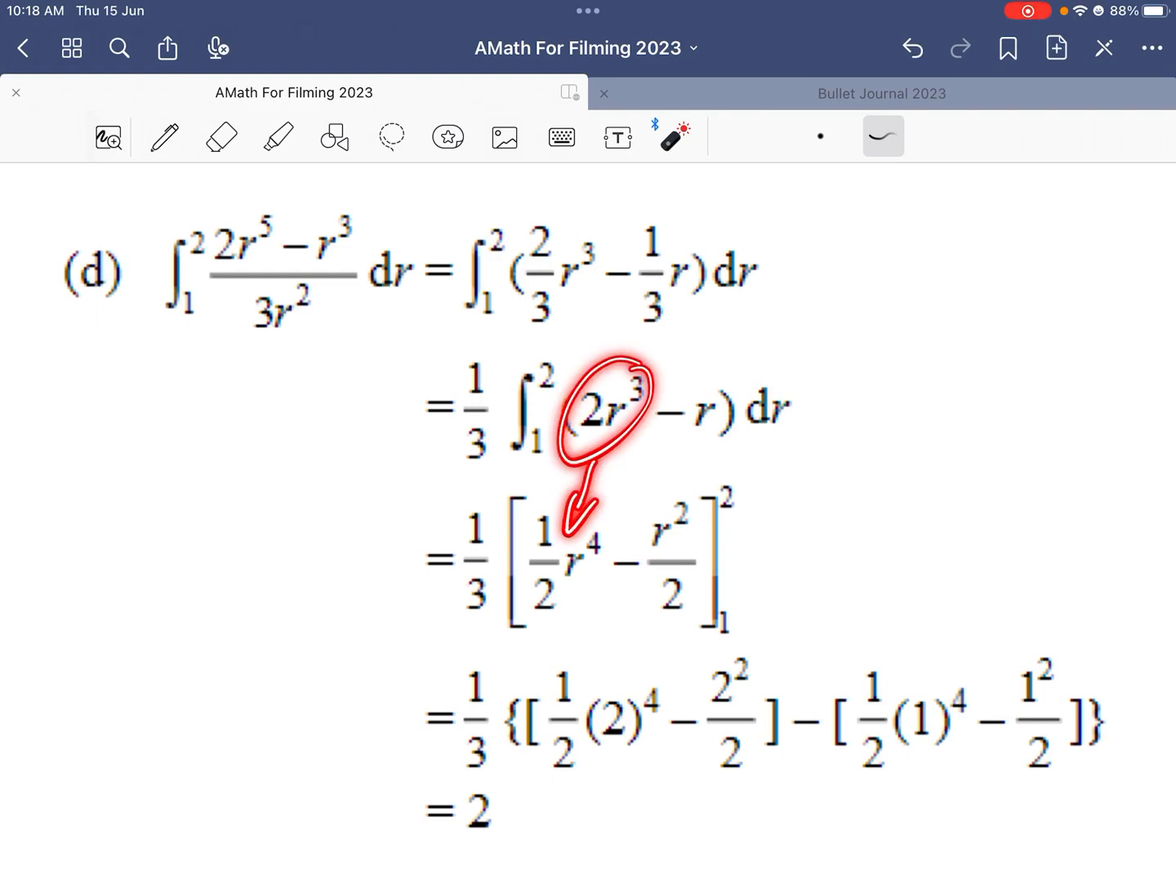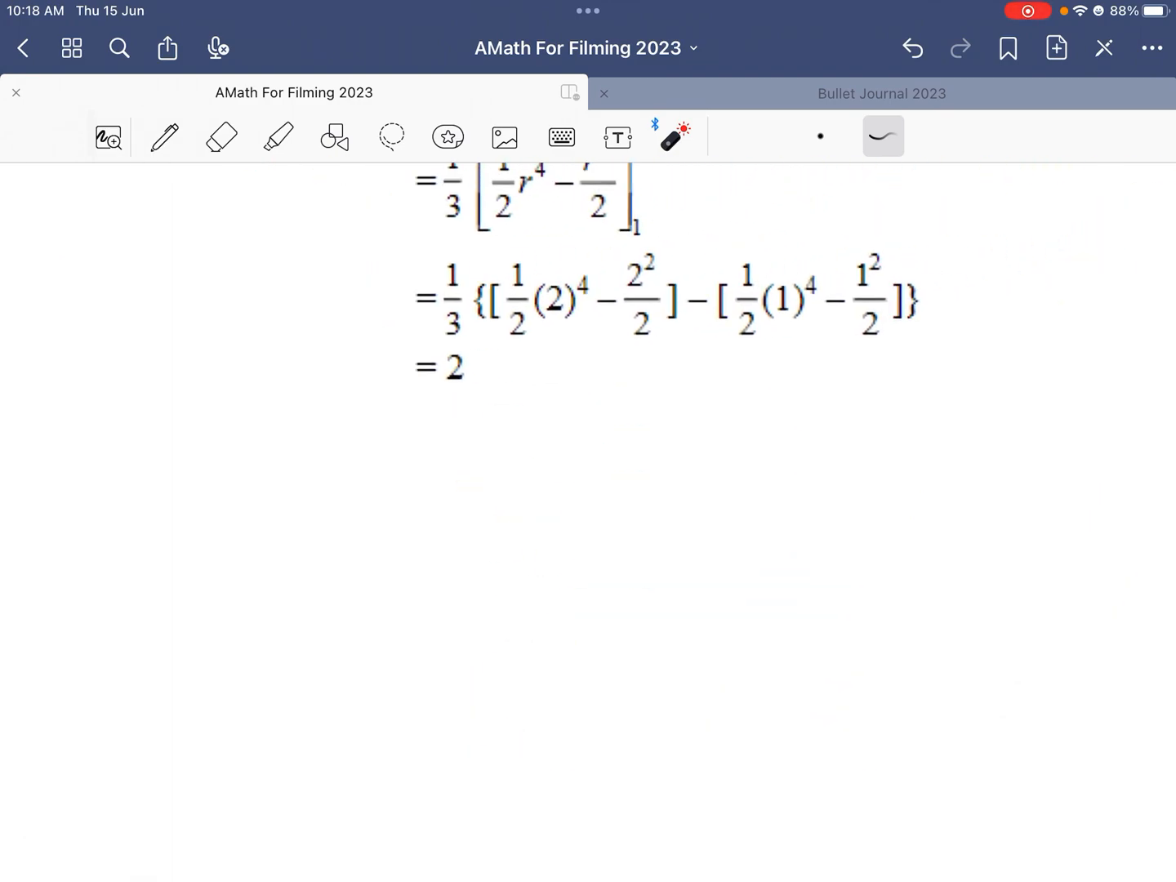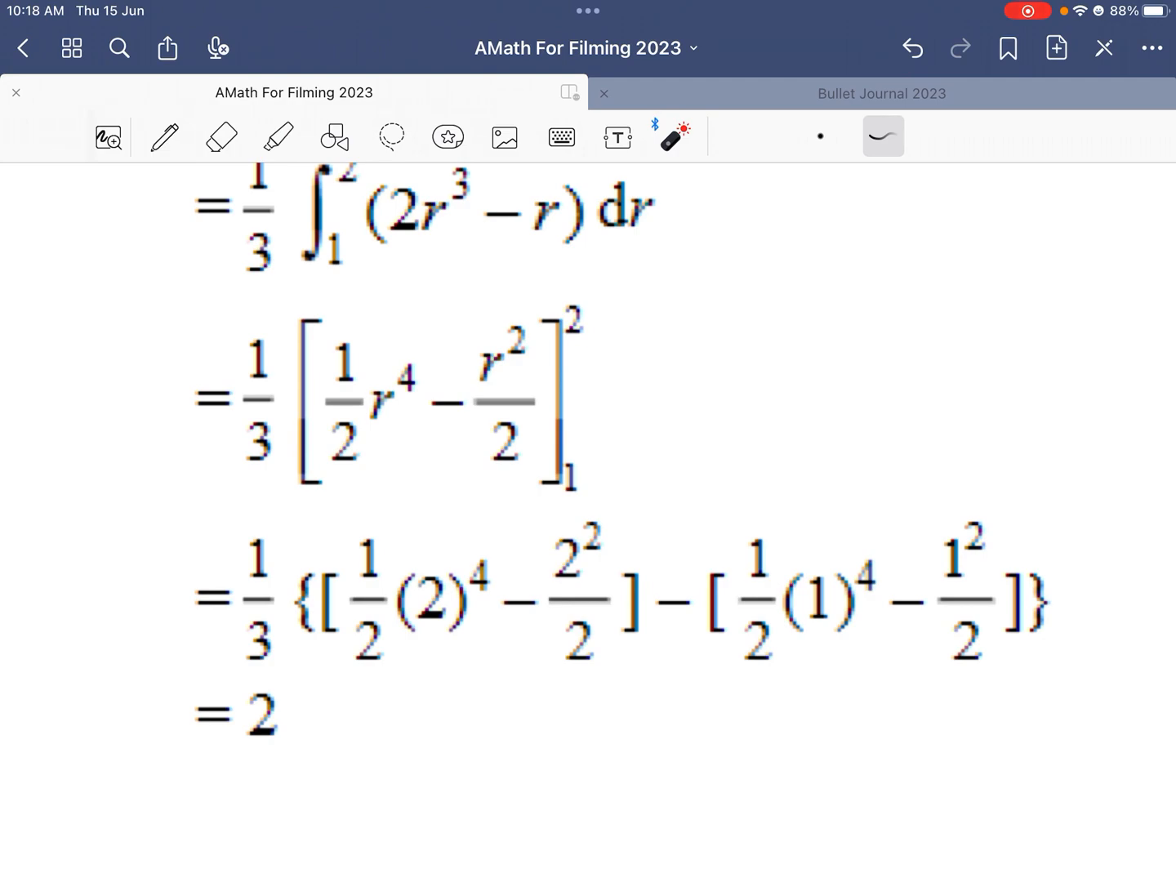To integrate this, 3 plus 1 gives you 4. 2 over 4 will give you half. The other one, r integrated gives you r squared over 2. Limits are 2 and 1. Simple substitution will yield these two brackets, and if you use your calculator, your final answer will give you 2.